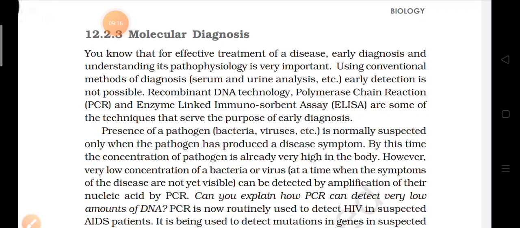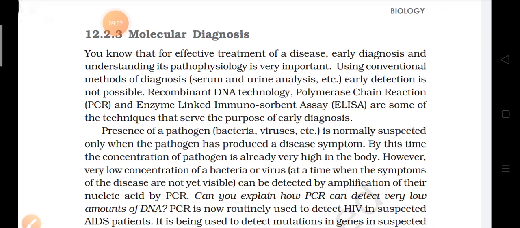But see, when the symptoms have appeared in the body, what has happened? Microorganisms have entered into the body and they have multiplied. So in this situation, if the disease is chronic or very harmful, what can happen? If many microorganisms have entered or many cells have been affected, the treatment may not be successful at this stage. So what is necessary? For some very harmful diseases, early diagnosis is very necessary.